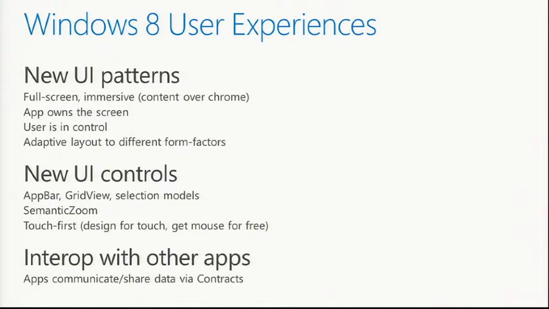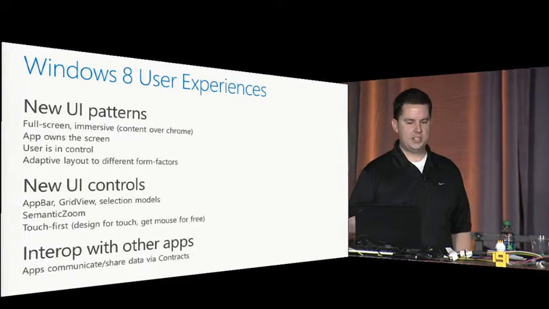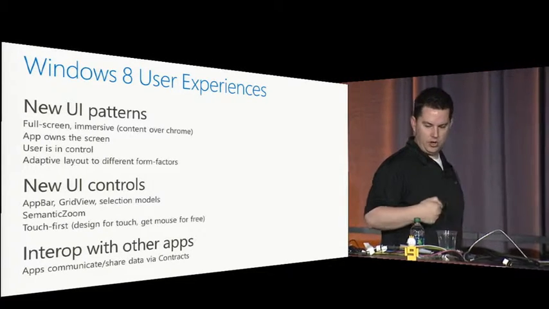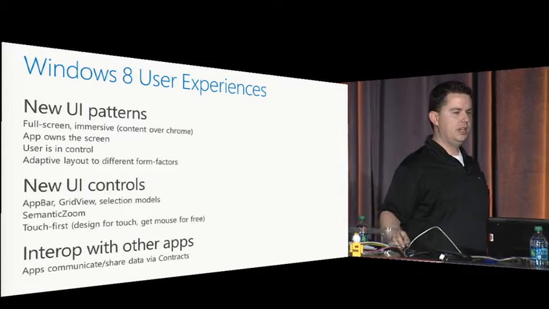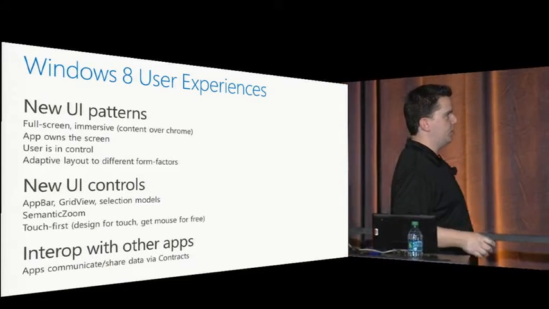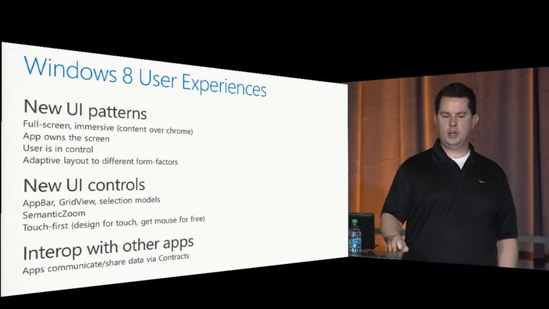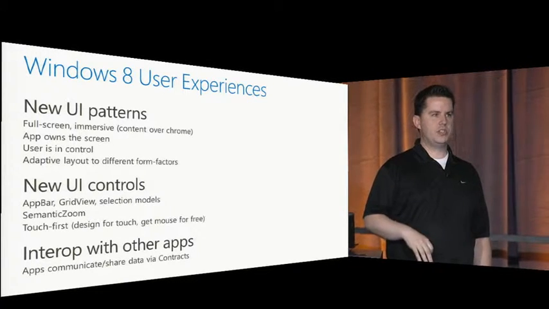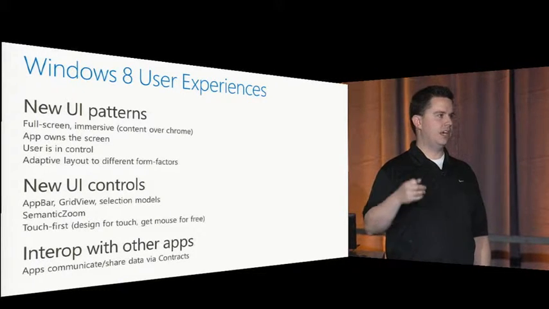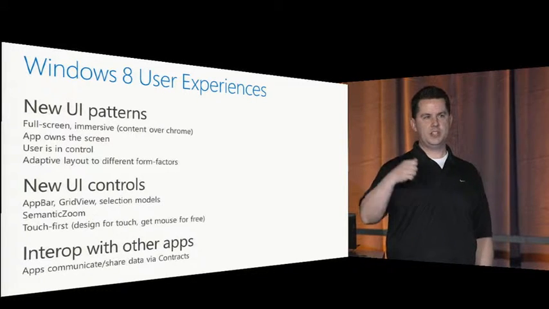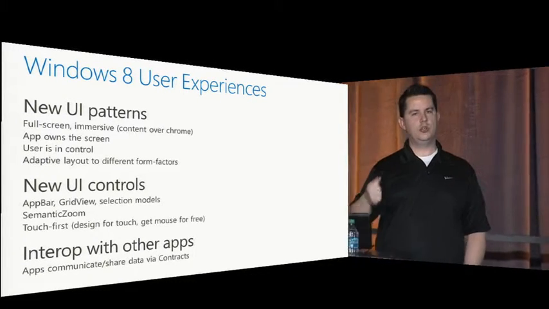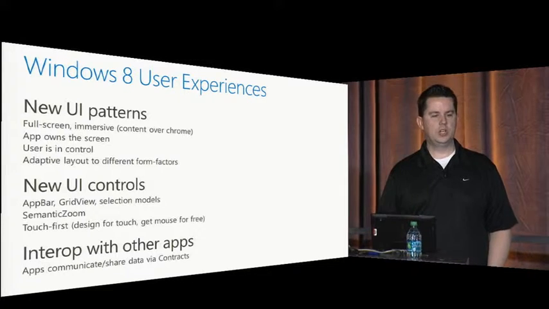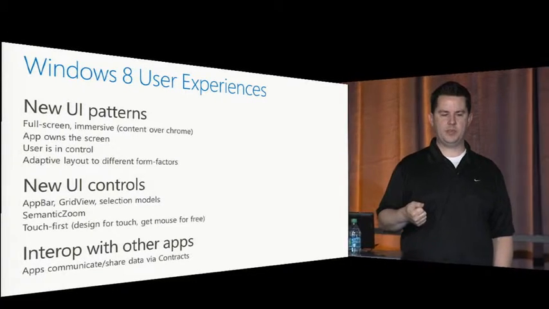So the other thing is that we've heard a lot about Windows 8 user experiences, and what some of the new UI patterns are. Some of the things to keep in mind: number one is that your application is going to be full screen, right? So these are content over chrome aspects here. The app owns the screen, the user's in control. They close the app, they determine if it's in the snapped view, if it's rotated. You don't control that, the user's in control. So you have to design for those adaptive natures.